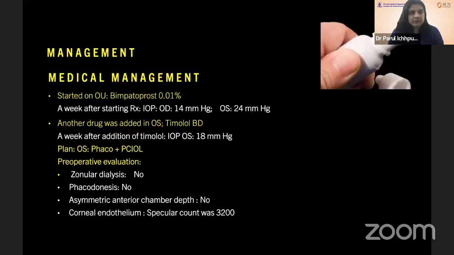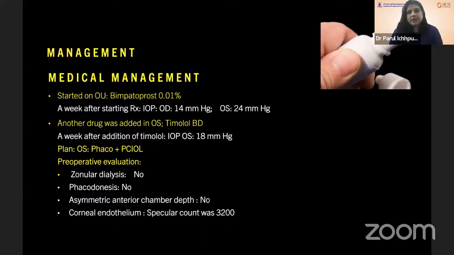pseudoexfoliation glaucoma. The patient was started in both eyes on bimatoprost. A week after starting the treatment, the pressures were 14 in the right and 24 in the left. Another drug was added in the left eye, and that was timolol. A week after addition of timolol, the pressures were 18.